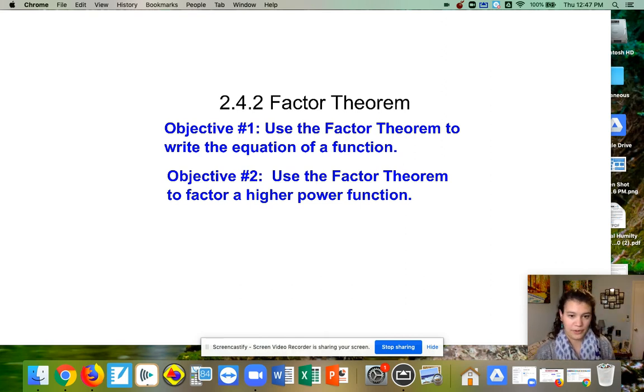All right, so today we're talking about the factor theorem. We have two objectives here. One is to use the factor theorem to rewrite an equation, and the second one is to factor a higher power function than like an x squared.